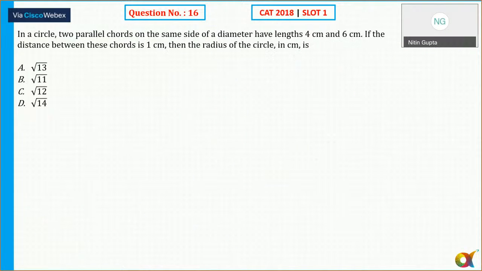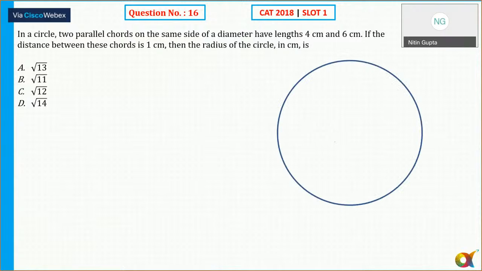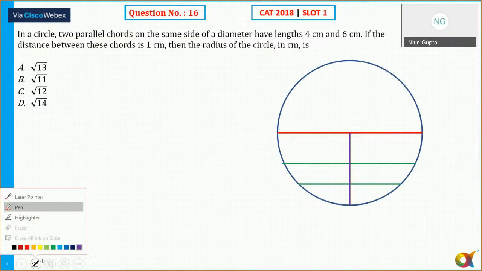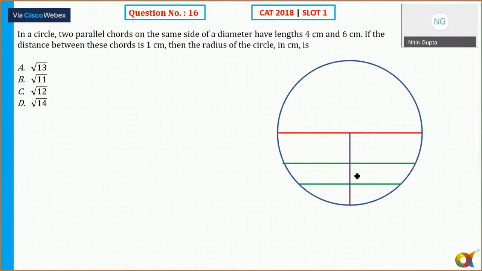A very standard question when I see that. In a circle, two parallel chords on the same side of a diameter have lengths 6 and 4. Okay, so there are two parallel chords. If the distance between these two chords is 1 centimeter, find the radius here. So we know the distance between these two chords is equal to 1 centimeter. So you can write down this is 1 centimeter. And it is always perpendicular.